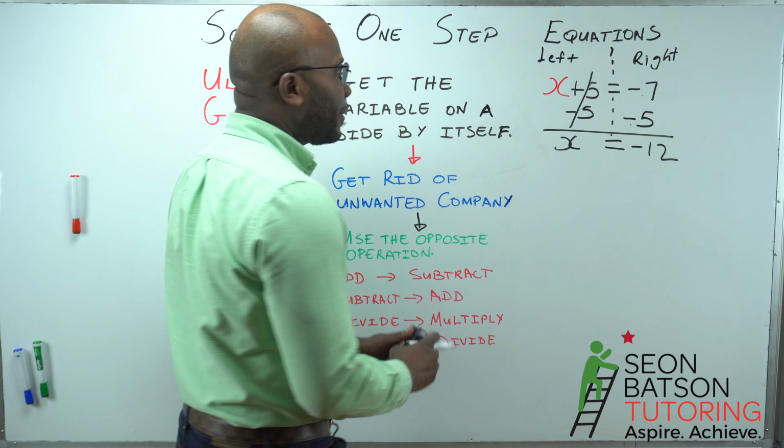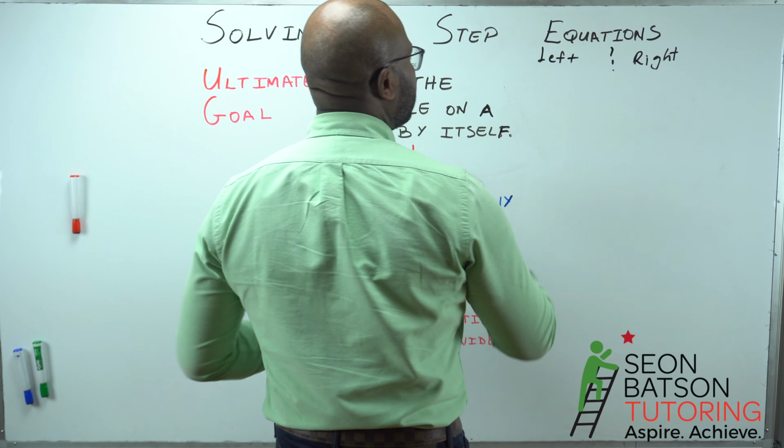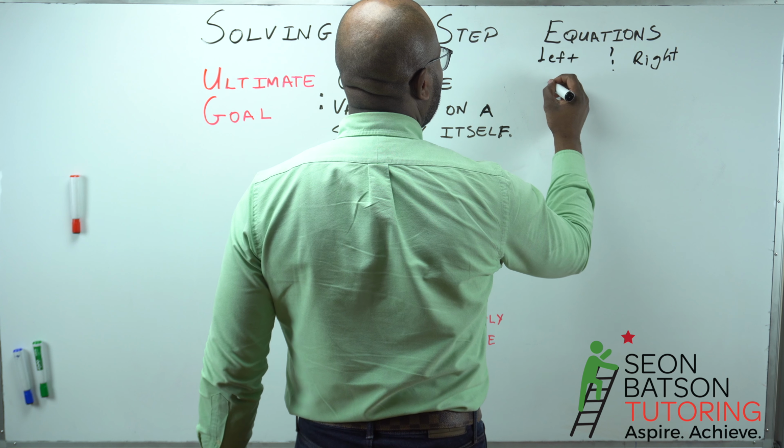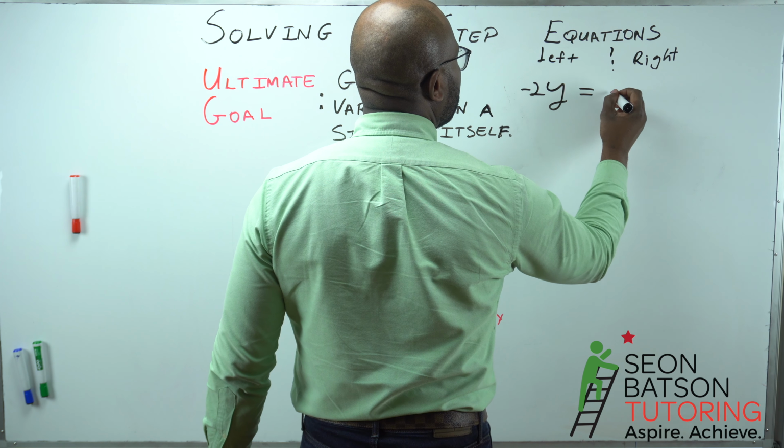How was that? Good? Let's try our next one. So let's say we have -2y is equal to 14.